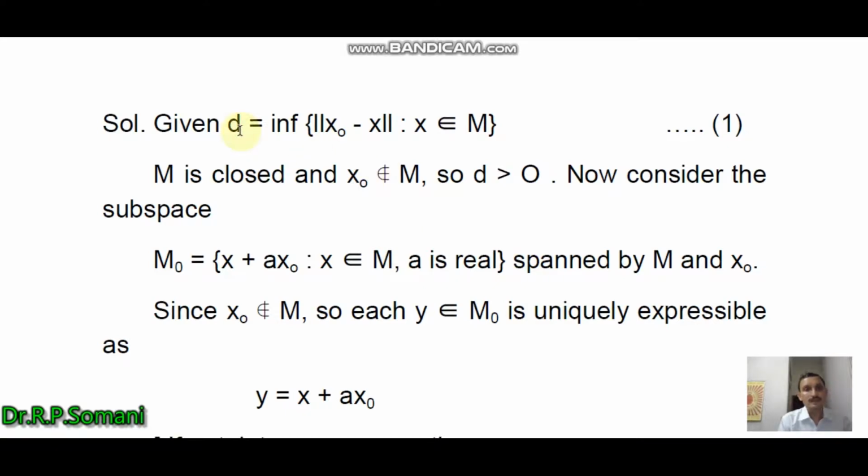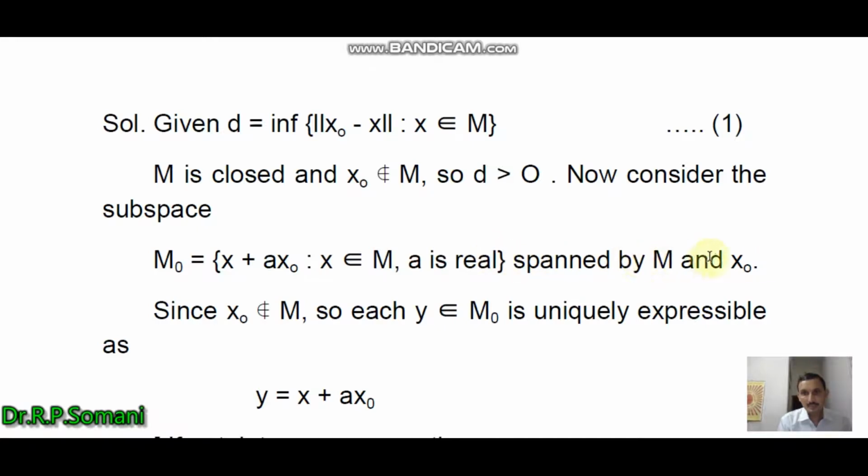So by the definition of the distance of the element, we have d equal to the infimum of the norm x0 minus x, such that x belongs to M. And this we denote as equation number 1. Now M is closed and x0 does not belong to M, so d is greater than 0. And now consider the subspace spanned by M and x0, that is M0 equal to x plus a x0, such that x belongs to M and a is real.